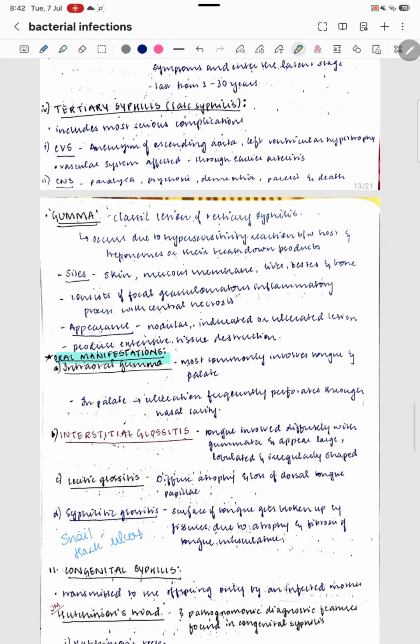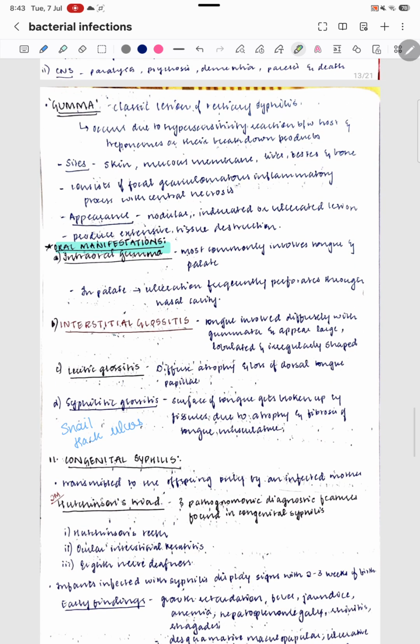Okay, the tertiary syphilis stage includes serious complications, that is aneurysm of the aorta, left ventricular hypertrophy, vascular symptoms, CNS paralysis, psychosis, and dementia. Gumma is the classic lesion. Just as the initial chancre is the characteristic lesion of the primary and there is a secondary lesion, gumma is the tertiary lesion of tertiary syphilis. It occurs due to a hypersensitivity reaction between the host and the Treponema.